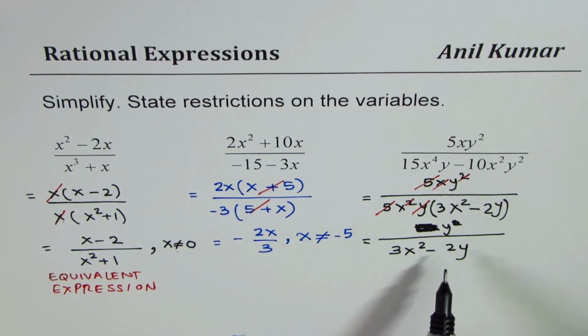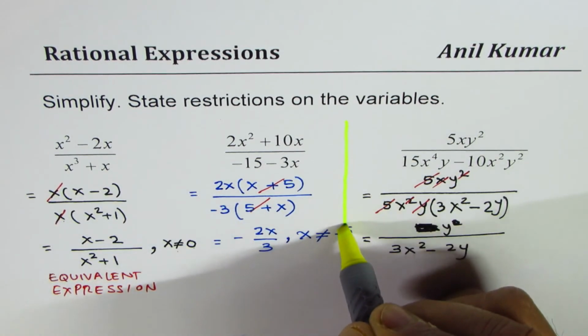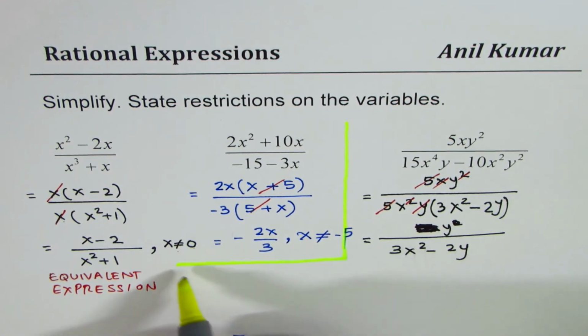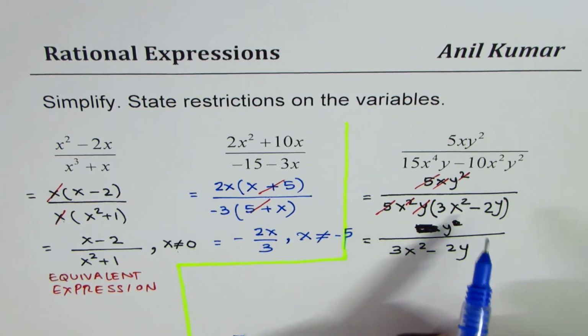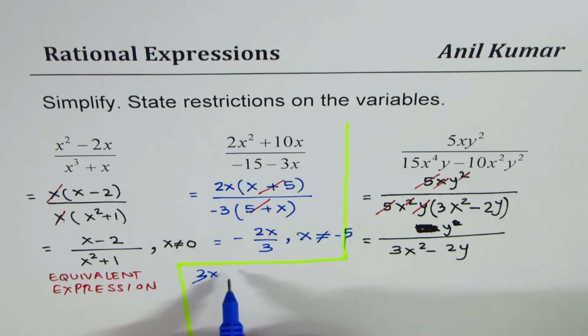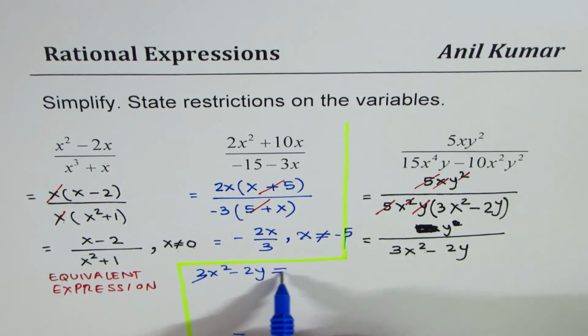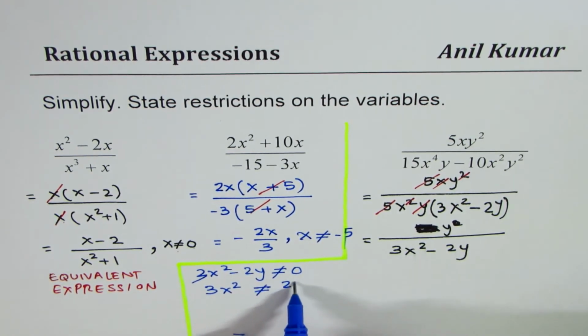Now the question is how to write restrictions for such a question. So let me use the space which we have here to write restrictions for our third example. It's kind of important. So first, 3x square minus 2y is not equal to 0, means 3x square is not equal to 2y. That means x square is not equal to 2y divided by 3.